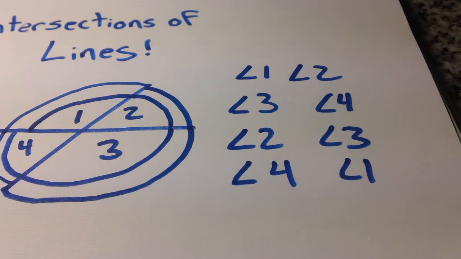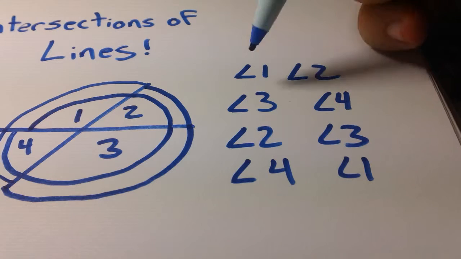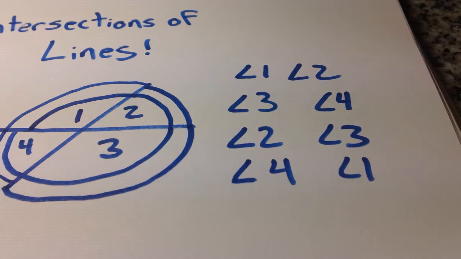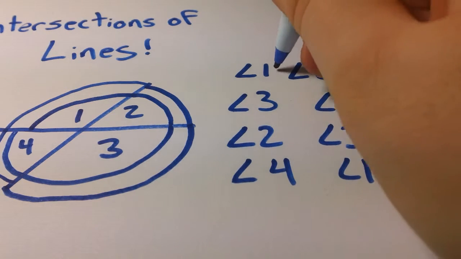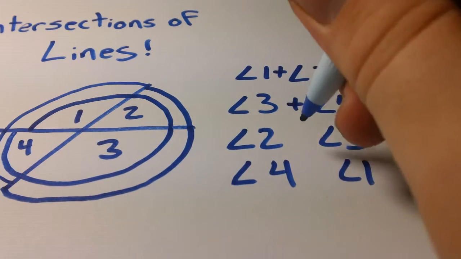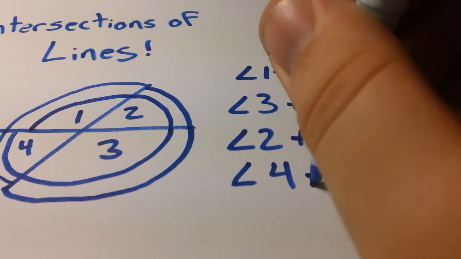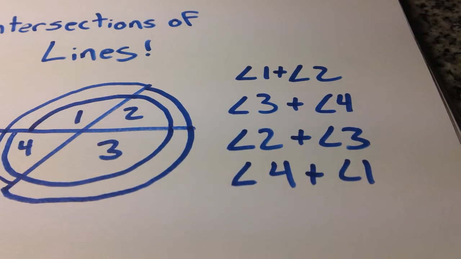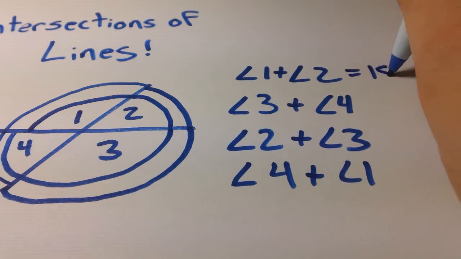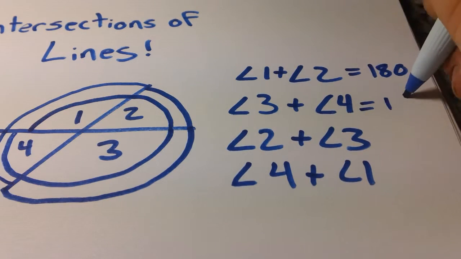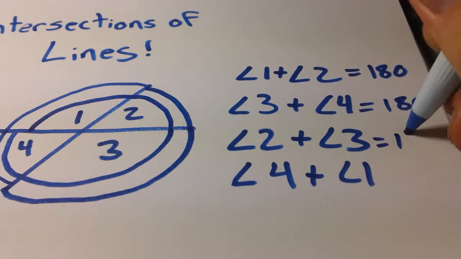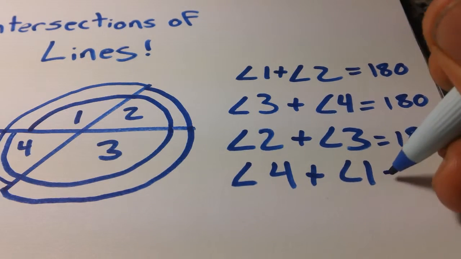Now, I always let my students come up with these equations on their own, let them work it out. But if you think about it, if they're supplementary, it means these two angles combined equal 180 degrees. Let's write that as an equation. Whenever I hear combined, I think of adding. We're putting them together, right? So angle 1 plus angle 2, 3 and 4, 2 and 3, 4 and 1, all of them combine to form 180 degrees. Whenever I say to form 180 degrees, of course, that makes me think equals 180, right?